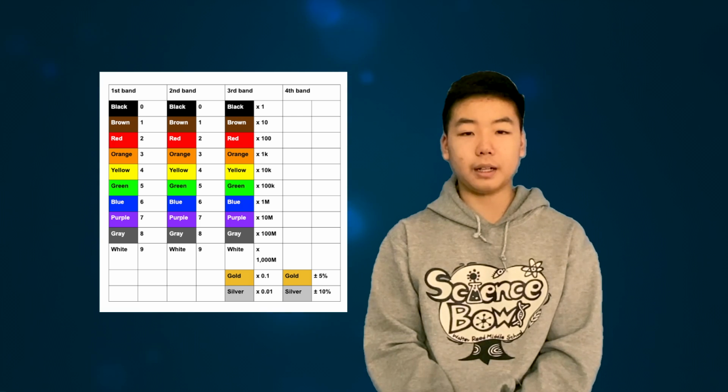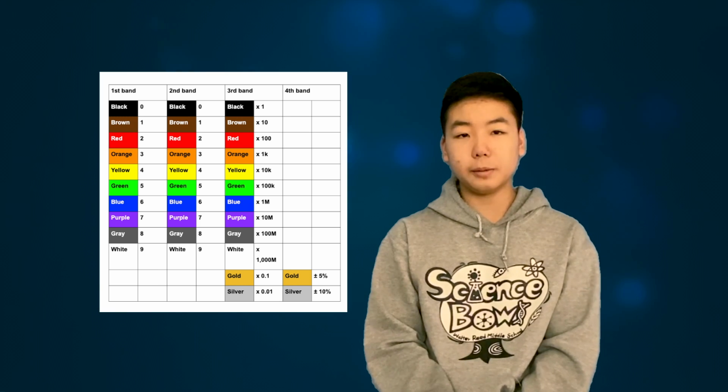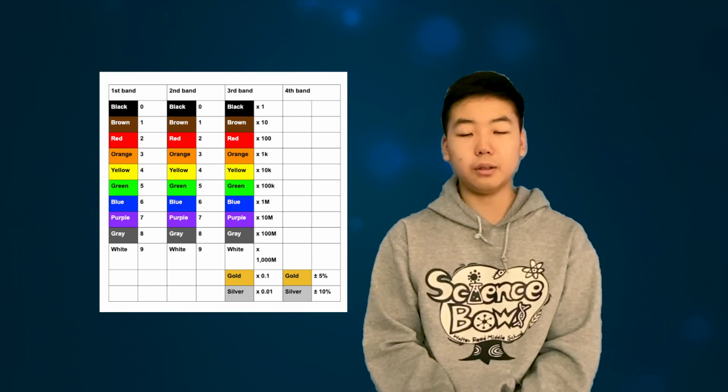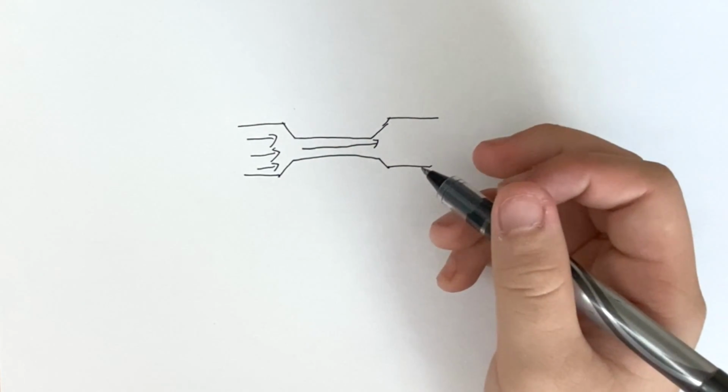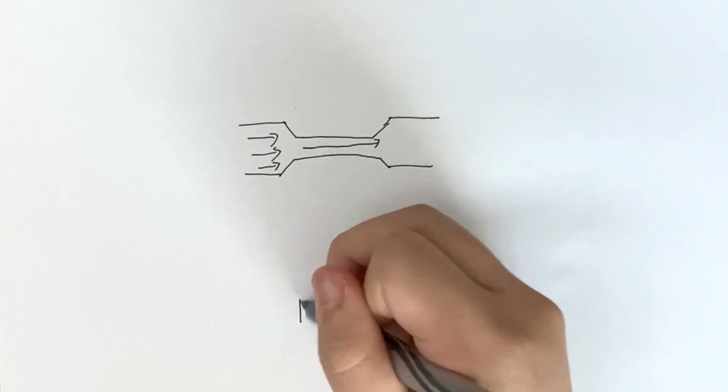Now look at the last band. Most of the time it will be either gold or silver. If I had a gold band, my resistor would have a value of 350 ohms plus or minus 5%. So let's look at how resistors are made. So how are resistors made? In the case of carbon film and metal film resistors, there's a ceramic tube in the middle.